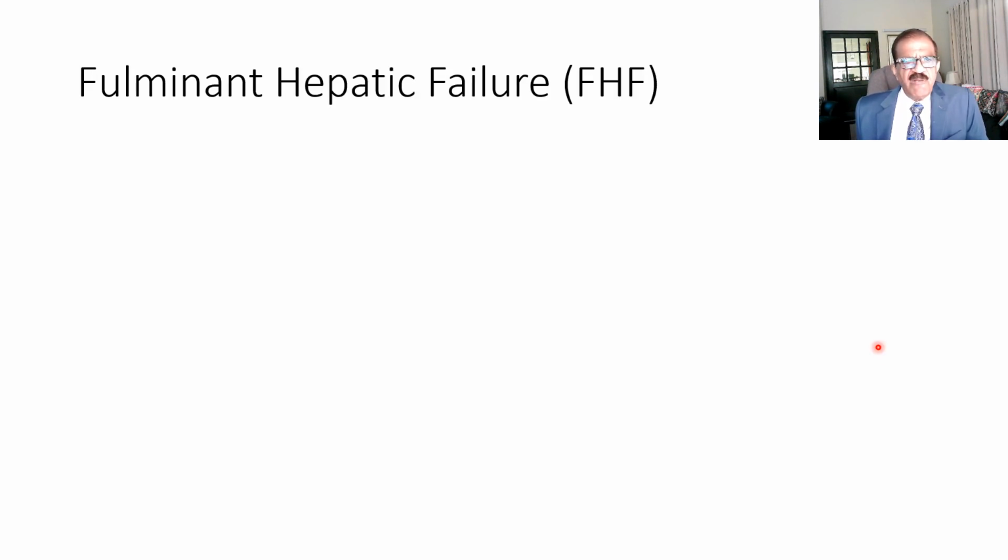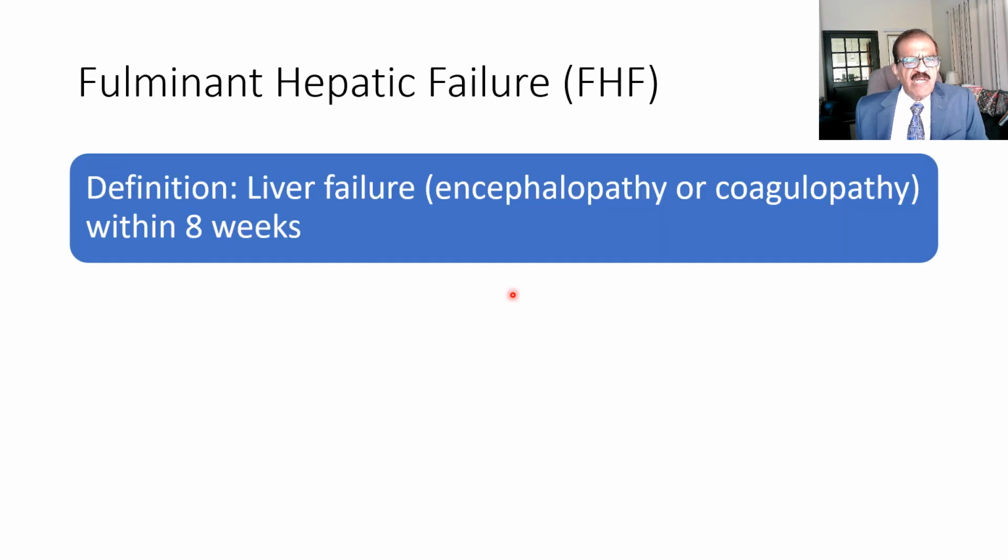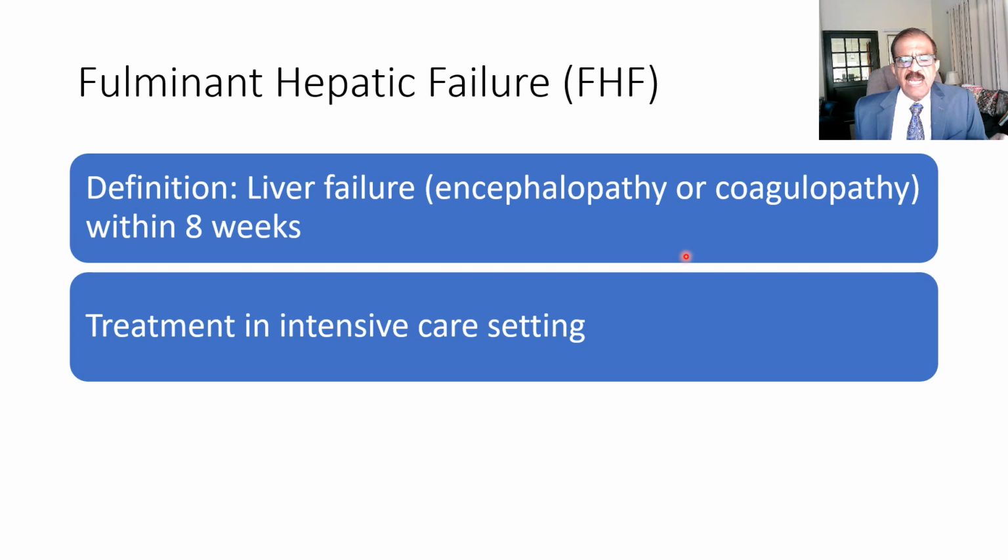Now, very briefly, fulminant hepatic failure. Definition: if liver failure occurs, and that will reflect in the form of encephalopathy or coagulopathy within 8 weeks of acute hepatitis, that will be called fulminant hepatic failure. It is very serious, and treatment is usually done in intensive care settings, because this patient is likely to have encephalopathy, and intravenous treatment is going to be needed, and this patient may develop bleeding, and some blood or blood products or plasma is going to be needed.